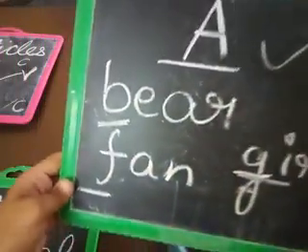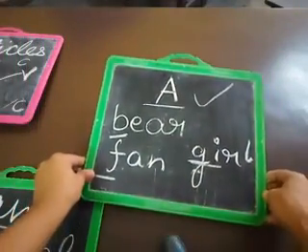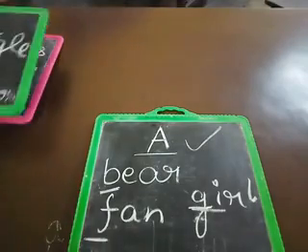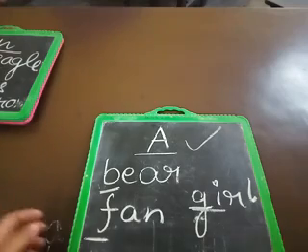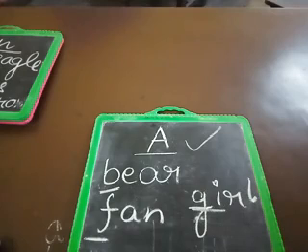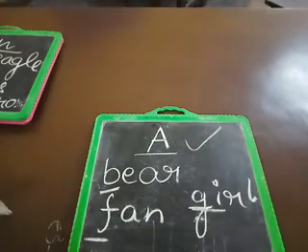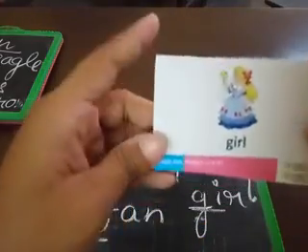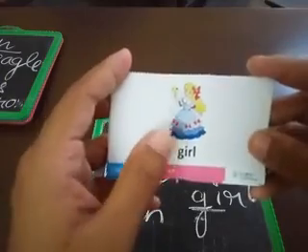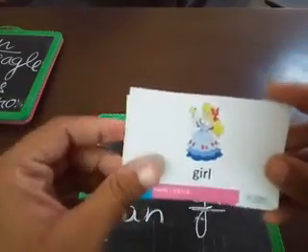We use a for these. For the words like bear, fan, girl. जितने भी words आपके consonant से start होते हैं हम उनके लिए a use करते हैं. I'll be showing you the flashcards. See, this flashcard you're seeing, it is a girl. So girl किससे start है? G से. So it will be a consonant and we will use a girl.